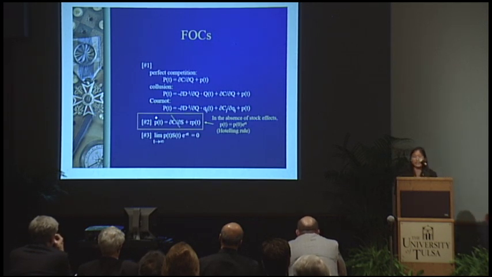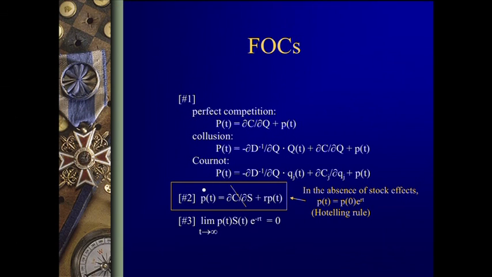And one interesting thing to note is that if there are no stock effects, so if the partial of the cost function with respect to the stock S is equal to 0, meaning that the cost of production does not depend on how much oil there is in the ground, then in the absence of these stock effects, the shadow price should rise at the rate of interest, and this is the Hotelling rule.